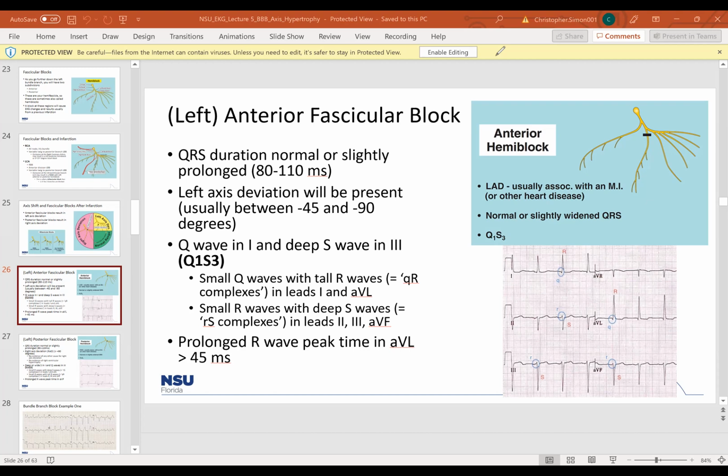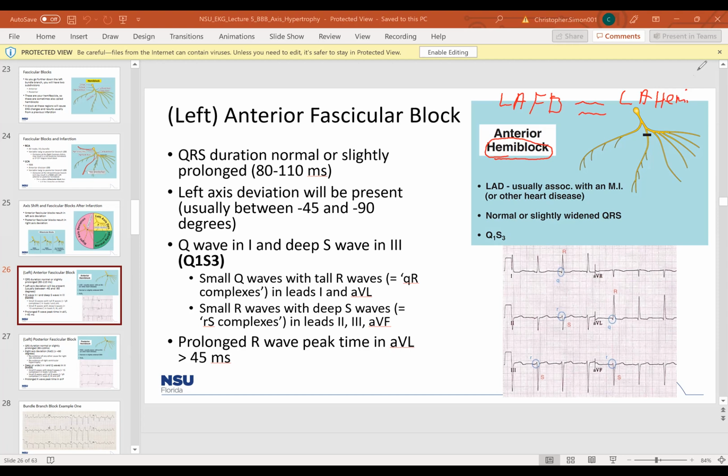All right. So let me just also point something out here too. This word hemiblock, hemi means like half, right? So to say left anterior fascicular block is the same thing as saying a left anterior hemiblock.